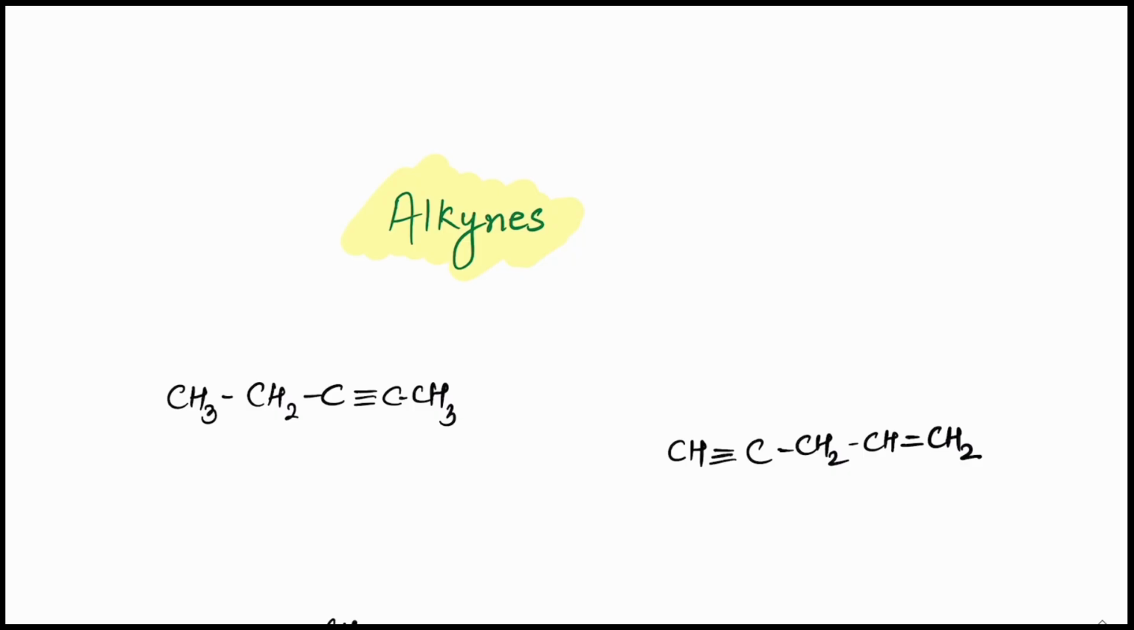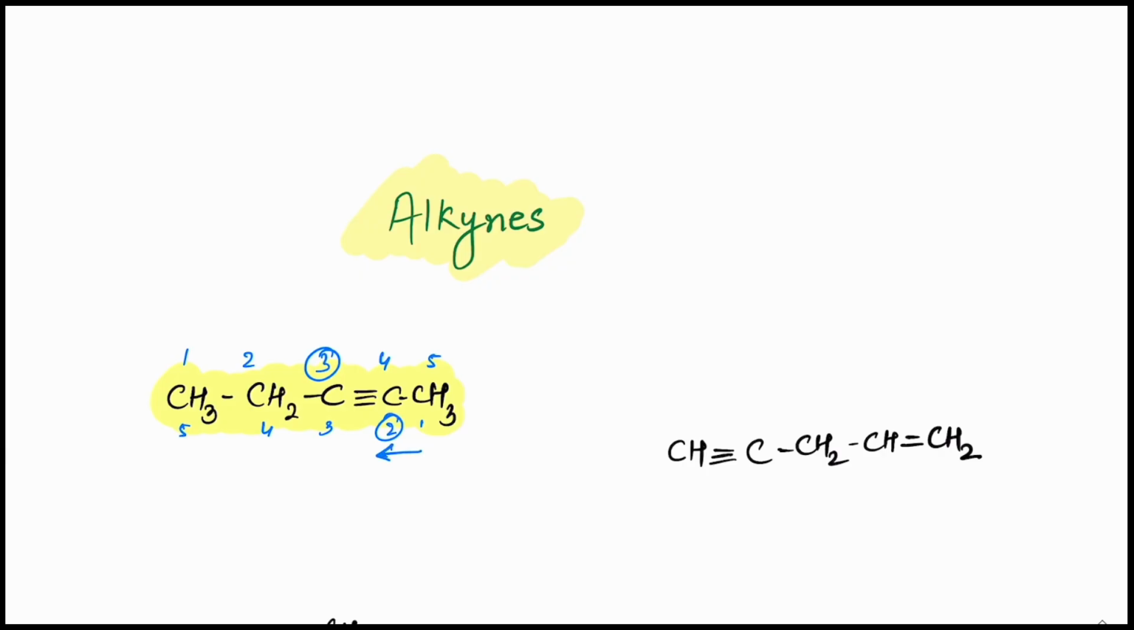Look at the first compound and quickly identify the parent chain. Since there is no branching, this is the parent chain. Now number the parent chain from left to right. The triple bond comes at carbon number 3, and from right to left the triple bond starts at carbon atom 2. So we will choose this direction.